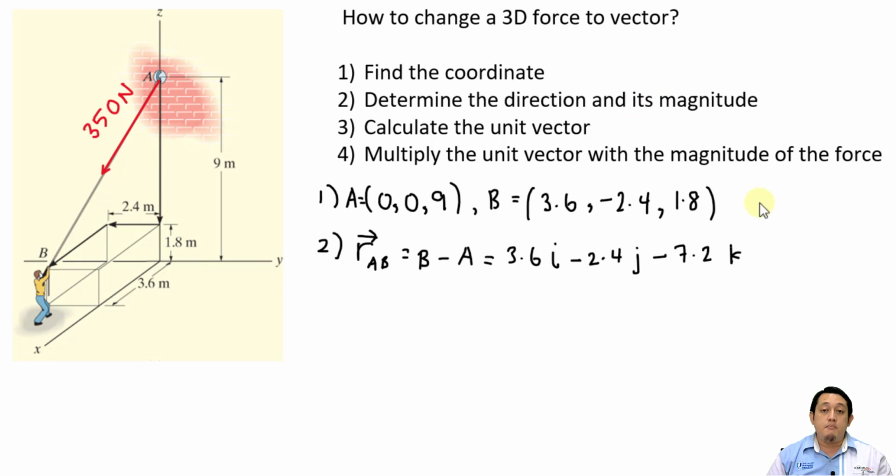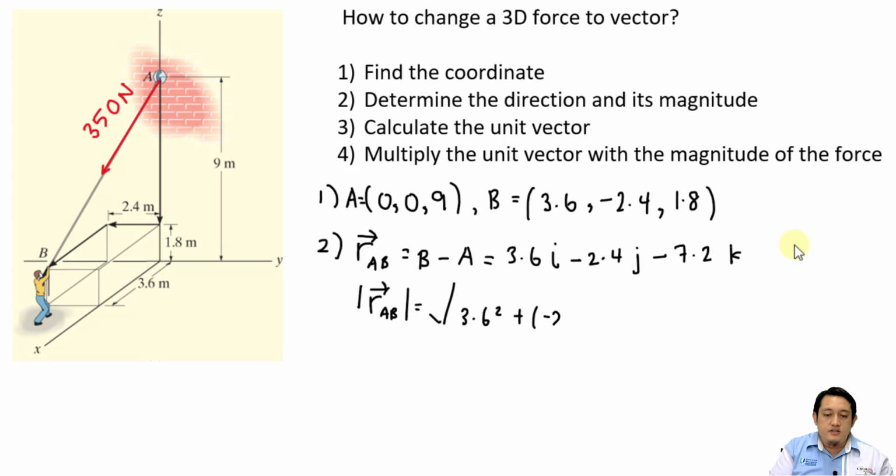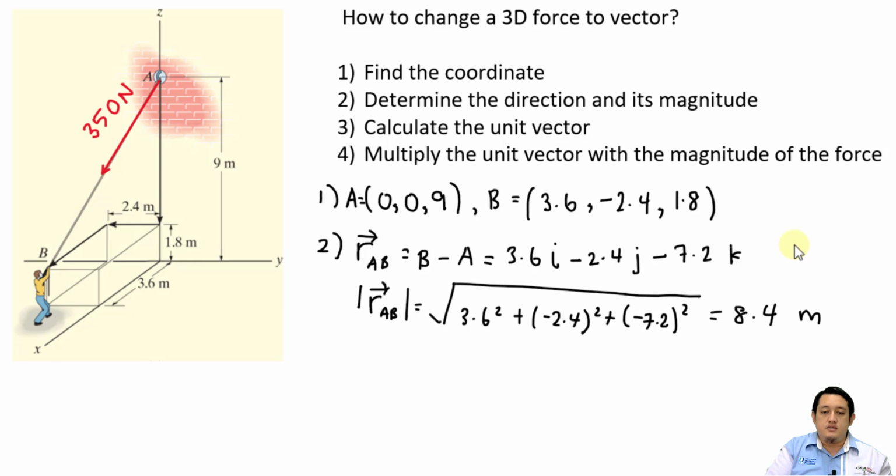And then we want to find the magnitude also. The magnitude of R A to B is equal to the square root of 3.6 squared plus 2.4 squared plus 7.2 squared, and the value is 8.4 meters. So we have the direction of the force, and we also have the magnitude, 8.4.